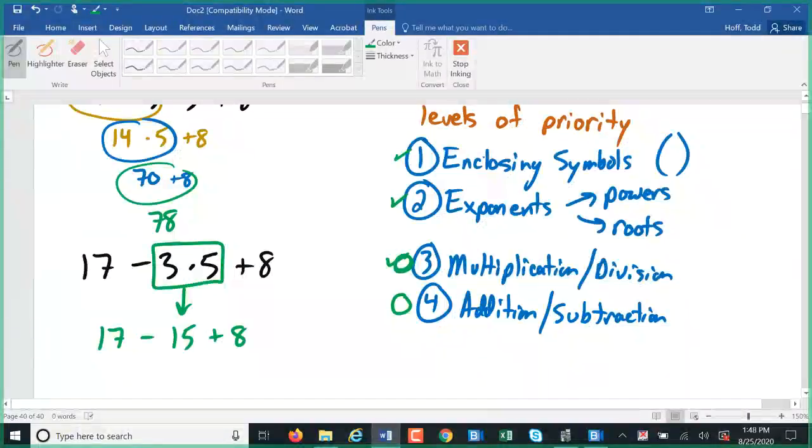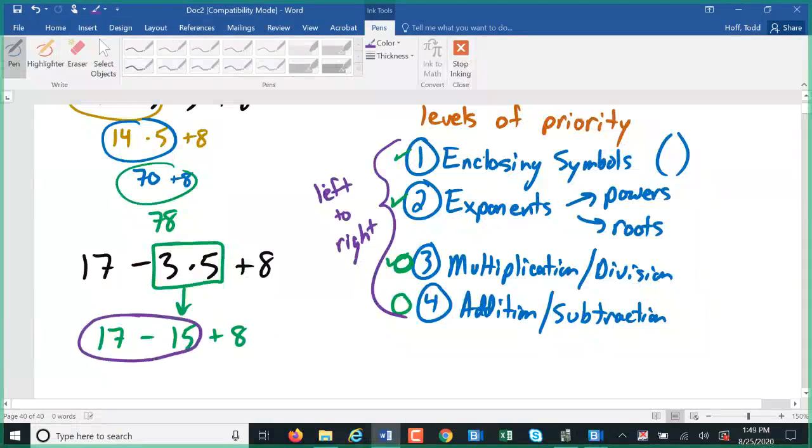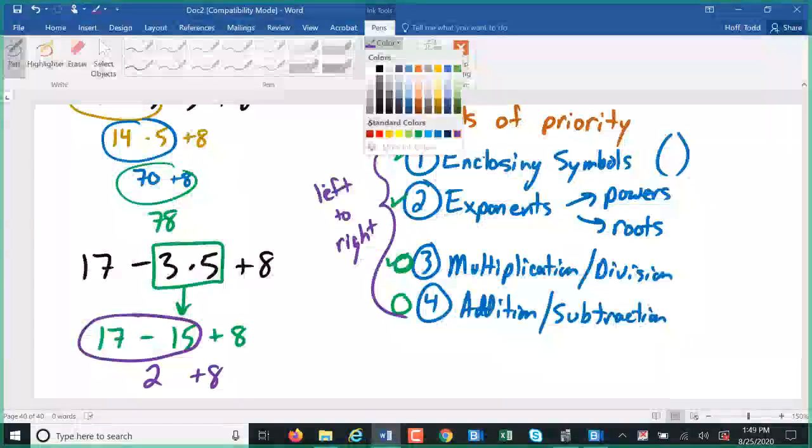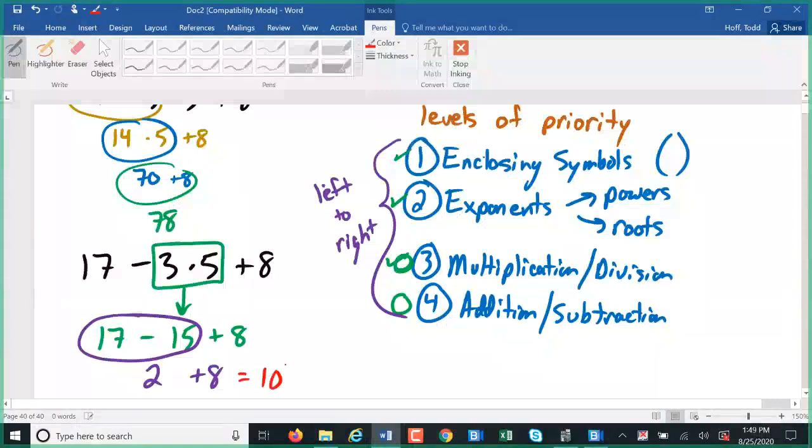Now there's more than one. There's both addition and subtraction here. So what we do when that happens, if there's more than one item on the same level of priority, then we do work left to right, just like reading the book. So here, addition and subtraction have the same priority, so we're going to do left to right. So the 17 minus 15 is first. That's a 2. And then finally, we have 2 plus 8 gives us 10. So that problem reduces to a 10.